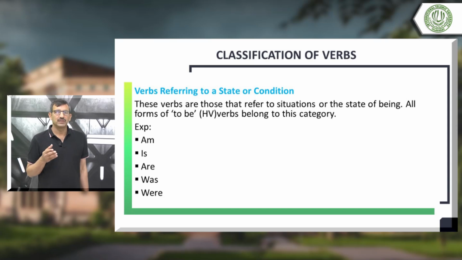The third classification of verbs refers to a state or condition. These verbs are those that refer to a situation or the state of being. All forms of to be or helping verbs belong to this category. For example, is, am, are, was, were, etc. These all are states or conditions.